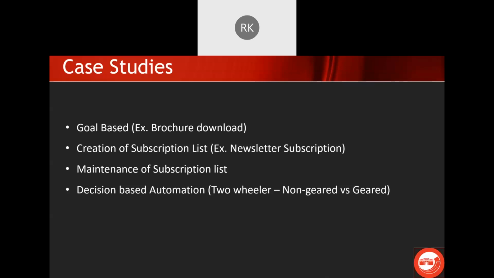Now, the last case study will be a decision-based automation. I've taken a simple example of two-wheelers, right? Let's say you go to the Bajaj website and you're just surfing. Whenever you end up on the landing page, we send you an email, and whether it's a geared one or non-geared one, the content of the email will be different, right? So we will have two goals, maybe for the geared one and non-geared one. Whenever a user triggers any of the goals, there will be a decision check on which goal you have triggered, and based on that, it will give you the email, right?